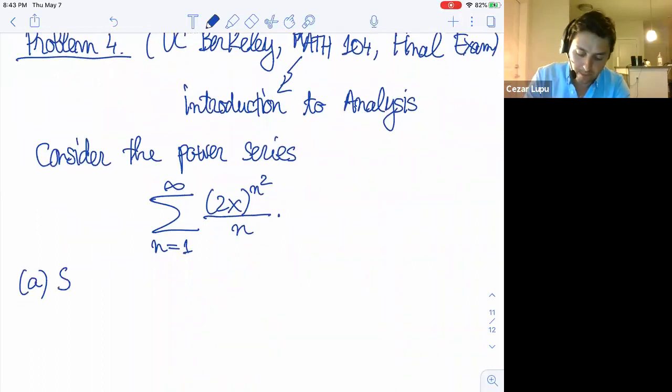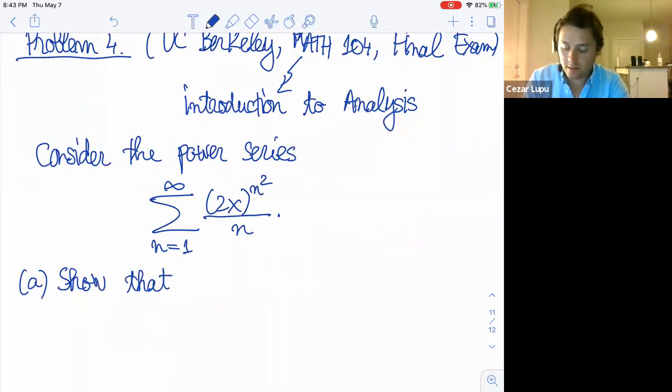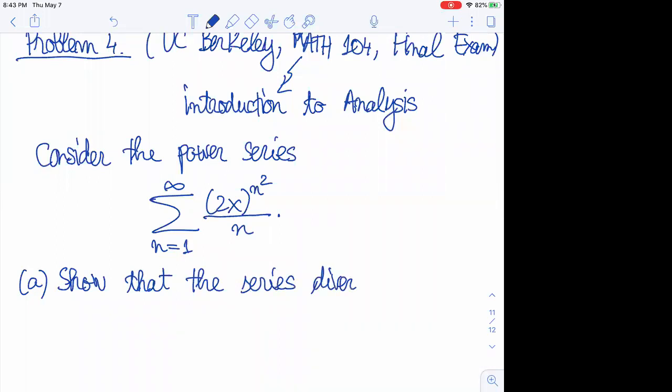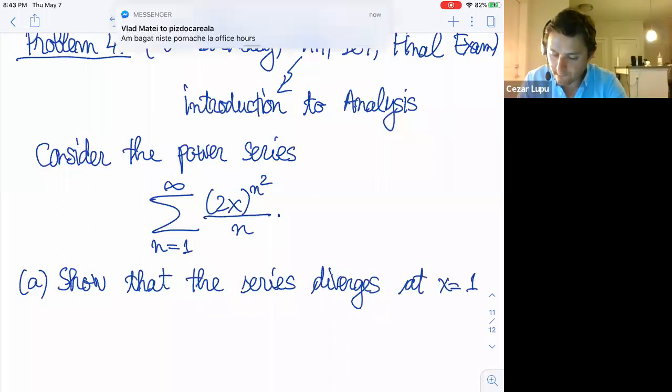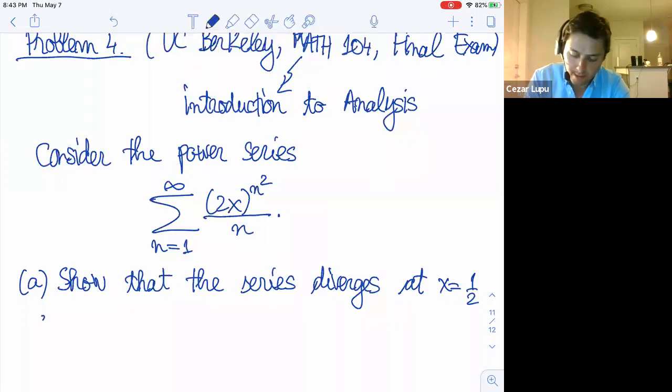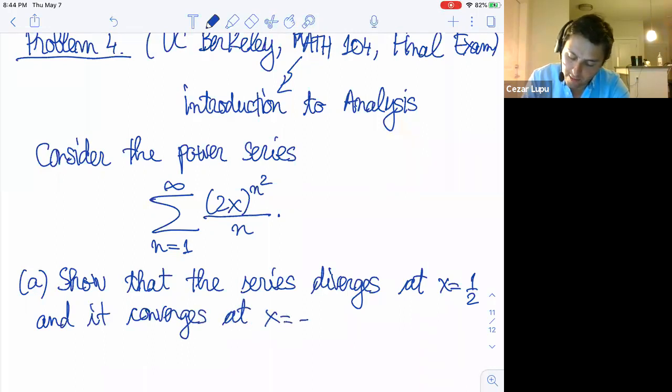Part A: show that the series diverges at x equals 1/2 and it converges at x equals -1/2. So we have to be a little bit careful here.